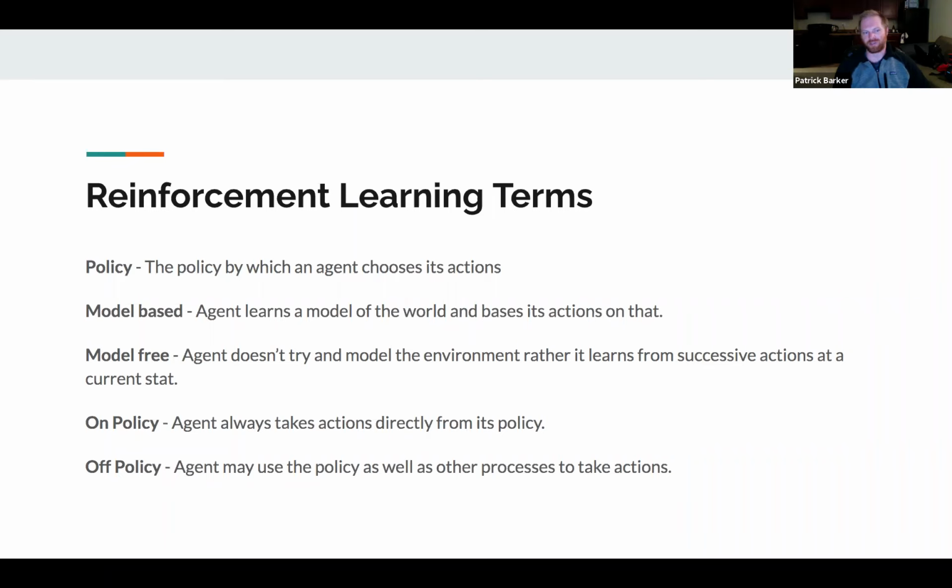You also have on-policy models, and that basically means an agent takes its actions directly from a policy, and then you have off-policy. That means an agent may use its policy and it may use other processes. The other processes there are usually just random actions. So it might look to its policy to say, hey, what's the best action I could take? And I may or may not take that. I may just take a random action in this case.